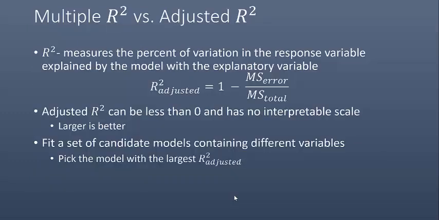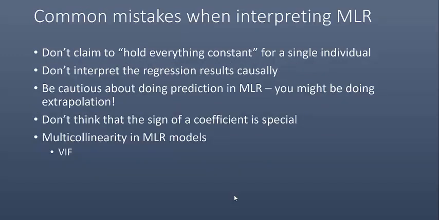To choose a model, we will use the adjusted R-squared value. R-squared measures the percent of variation in the response variable explained by the model with the explanatory variable. The adjusted R-squared can be found by using this equation. The adjusted R-squared is not interpreted as the R-squared value and can have values less than 0. We will pick the model that has the largest adjusted R-squared value.